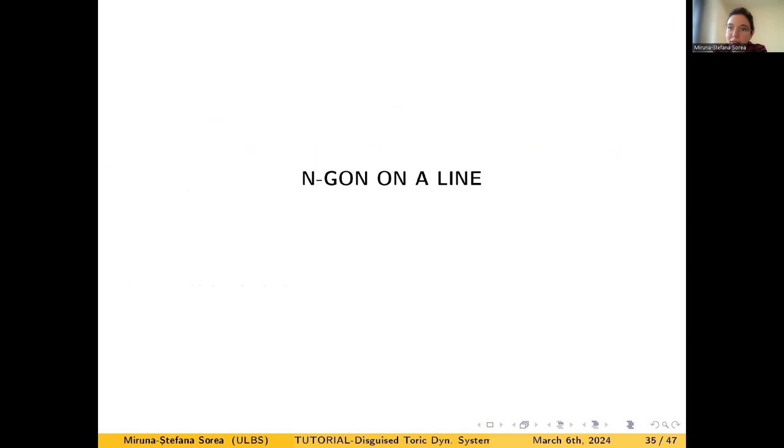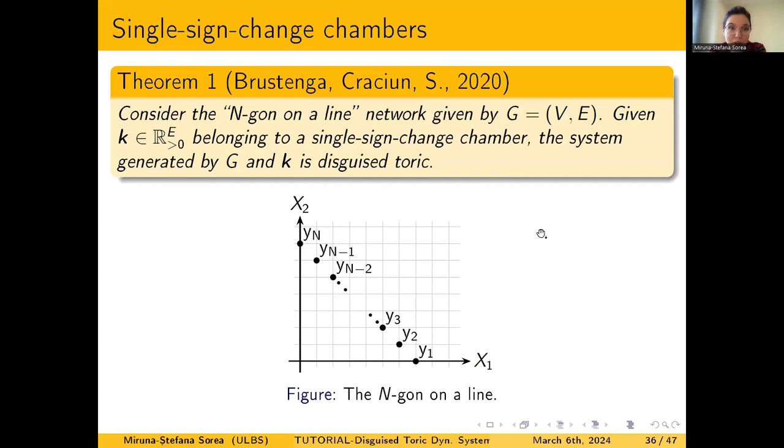We can go next to the generalized setting of the n-gon on the line. As you saw, I wanted to give the details for the quadrilateral because the proof is not so trivial, and I thought it's worth it to be seen. For the n-gon on a line, we have sufficient conditions for the system to be disguised toric. So the n-gon on the line is not completely characterized. This is still open, because we didn't have the time yet to do it.